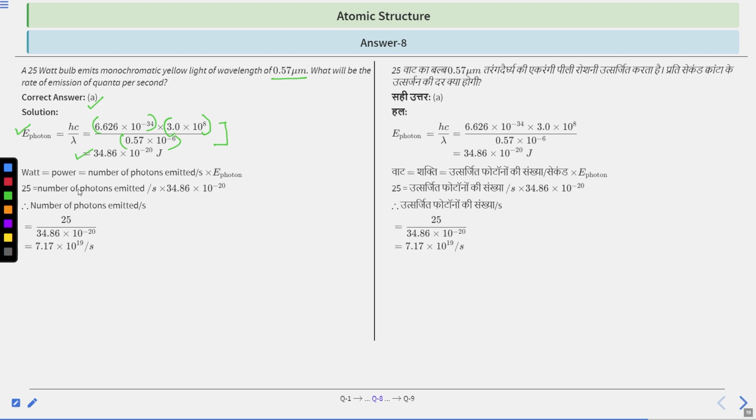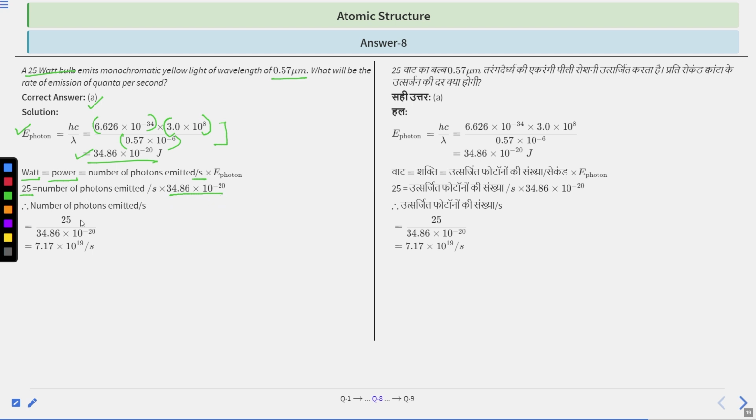joule. Now we have watt, which is equal to power. So what is a 25-watt bulb mentioned in the question, right? Watt means power, and power is equal to number of photons emitted per second into energy of photon. So we have given power as 25 watt. So 25 is equal to number of photons emitted per second into energy of photon, which we just calculated, 34.86 into 10 to the power minus 20.